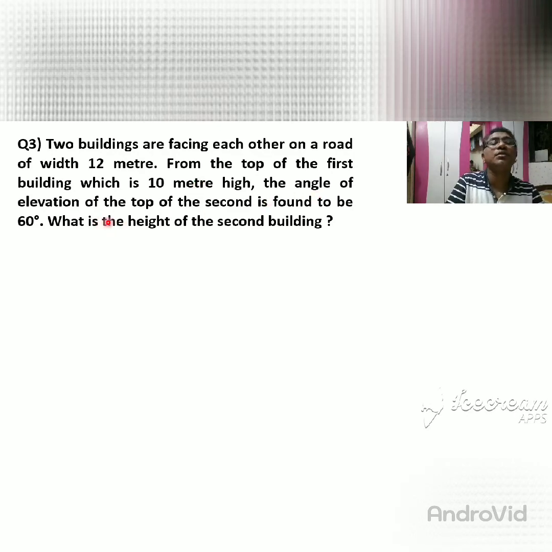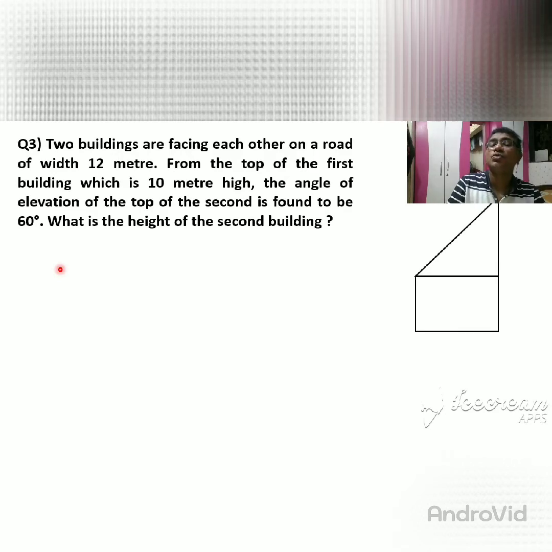The angle of elevation of the top of the second is found to be 60 degrees. What is the height of the second building? What you want to find out is the height of the second building. So here we can draw the diagram. First we draw and label the diagram, and afterwards we can solve the problem.